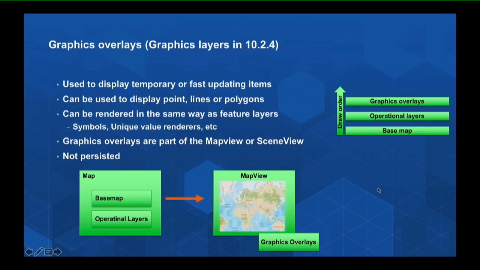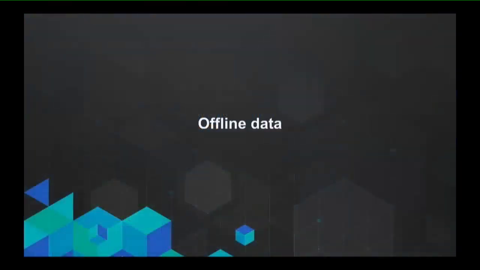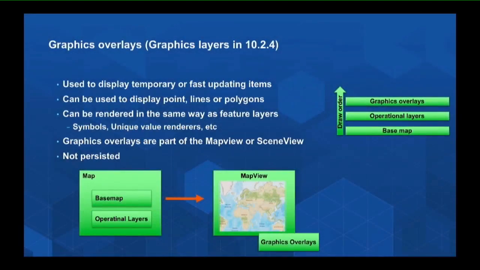Now, it's worth mentioning the draw order of everything which is rendered inside your map. So at the bottom of the stack, we'll always start off by rendering the base map. So this could be your National Geographic data, and then over the top of that, we draw our operational layers, and then the graphics layers get drawn on top of everything else. So I'll hand you over now to Tyler, who will give you a demonstration of graphics overlays.